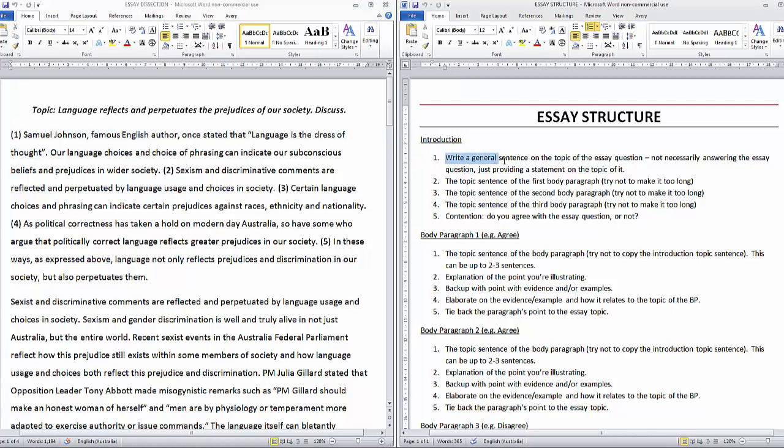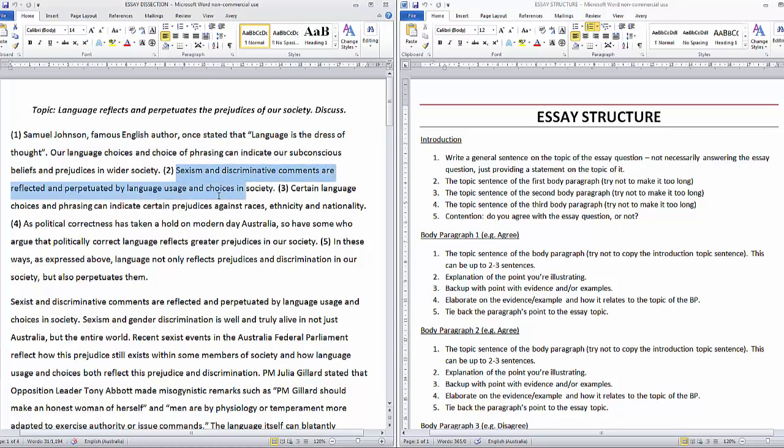So number one is write a general sentence on the topic of the essay question. So let's have a look. Samuel Johnson, once a famous English author, once stated that language is a dress of thought. Our language choices and choice of phrasing can indicate our subconscious beliefs and prejudices in wider society. So that there is a general sentence, or two general sentences, on the topic of the essay question. So we're not necessarily answering it, but we're just providing a statement on the topic of it. Let's look at number two.